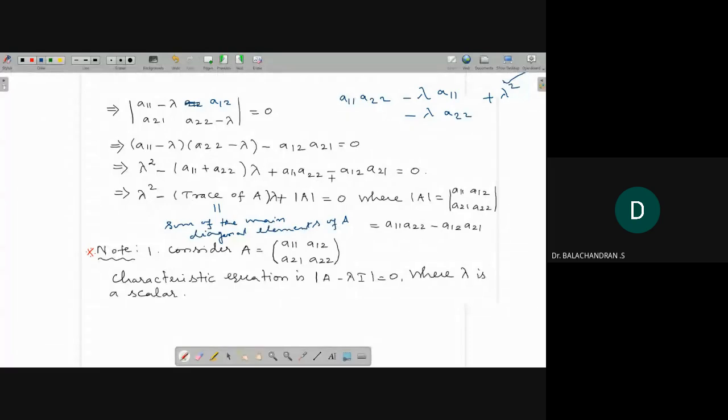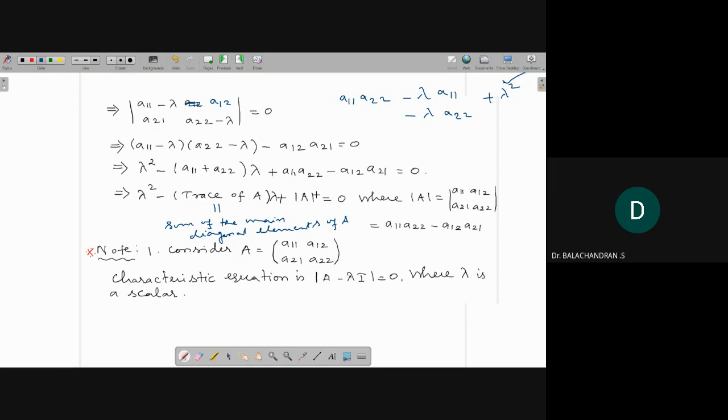But this is nothing but the determinant of A. You can check it. A11, A12, A21, A22, so this is the matrix. If you take the determinant, you'll get what? A11 A22 minus A12 A21. You can check it here. So this expression is nothing but the determinant of the matrix. So for any 2 by 2 matrix, the characteristic equation is of the form lambda square minus trace of A into lambda plus determinant of A.